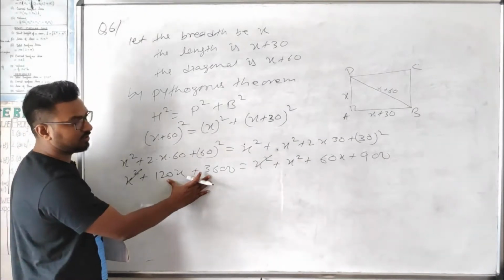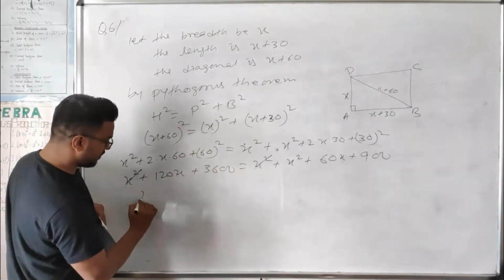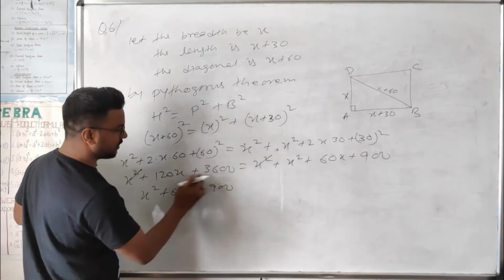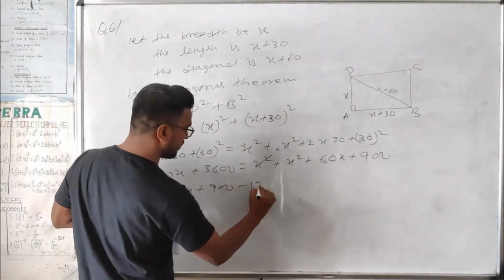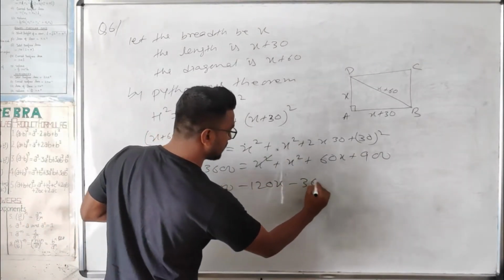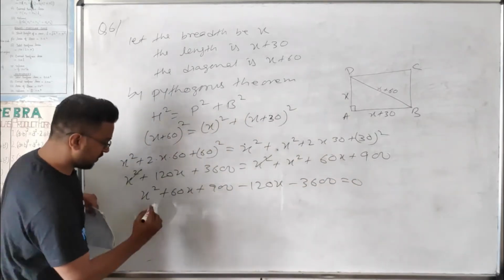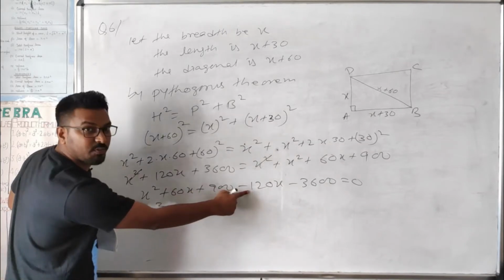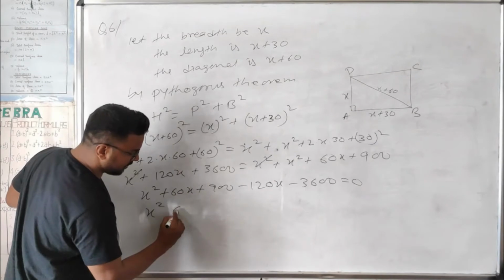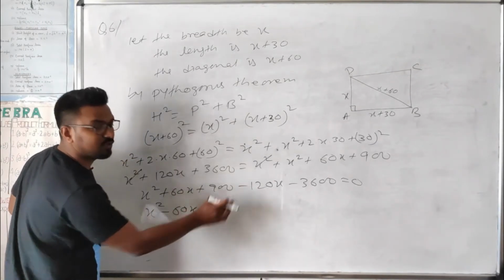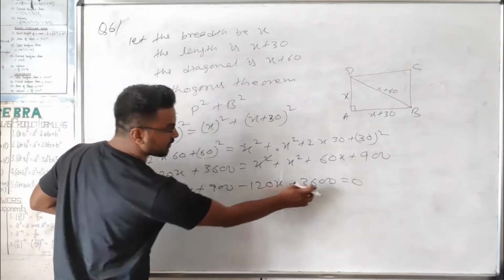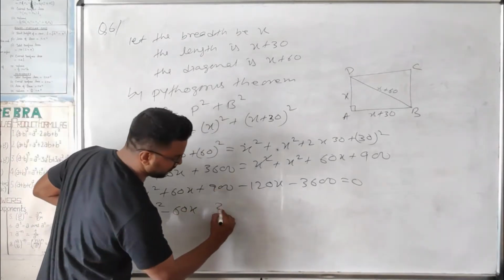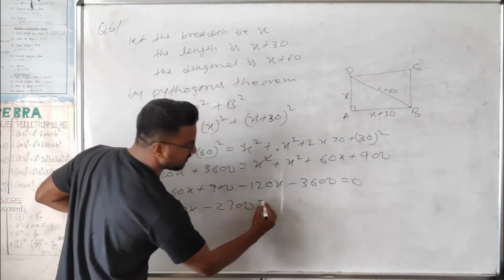Now you try to take all this term to the right hand side. So here it is given x square plus 60x plus 900. If you take both the terms to the right hand side, it will be minus 120x minus 3600 equals to 0. Okay, let me solve this one now. X square, this is plus minus, it will be minus, 120 minus 60 is 60, 60x sign will be minus because this is greater. Next, plus minus minus 3600 minus 900, it will be how much? 2700, sign will be minus equals to 0.